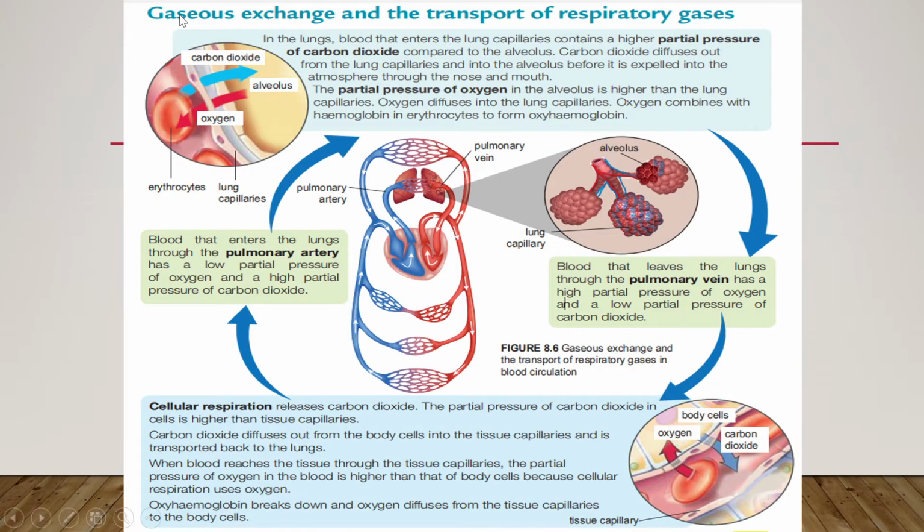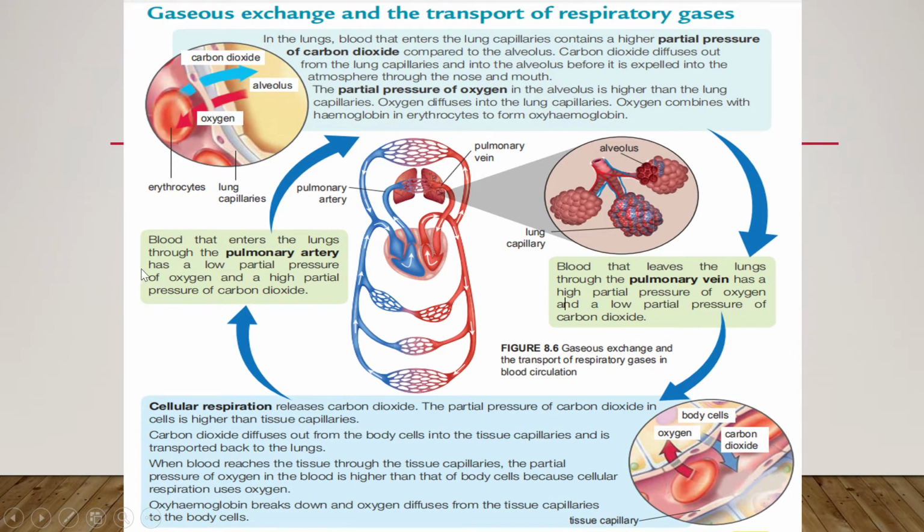Right, so gaseous exchange and the transport of respiratory gases. Let's look at gaseous exchange over here. This is the one between the alveolus and the surrounding blood capillaries, so you call it here the lung capillaries. This is referring to the blood capillaries. Erythrocytes is the other name for the red blood cells. So in the lungs, the blood that enters the lung contains higher partial pressure of carbon dioxide compared to the one in the alveolus.